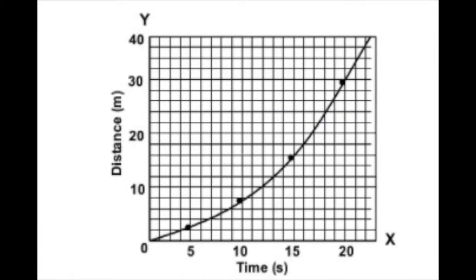The distance-time graph for non-uniform motion is non-linear. This is because in non-uniform speed, a body travels unequal distances in equal intervals of time.